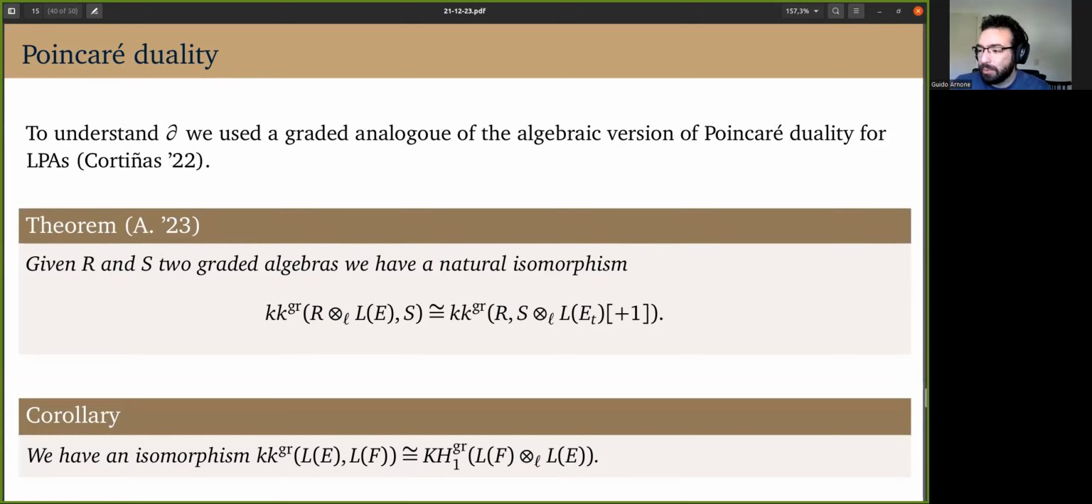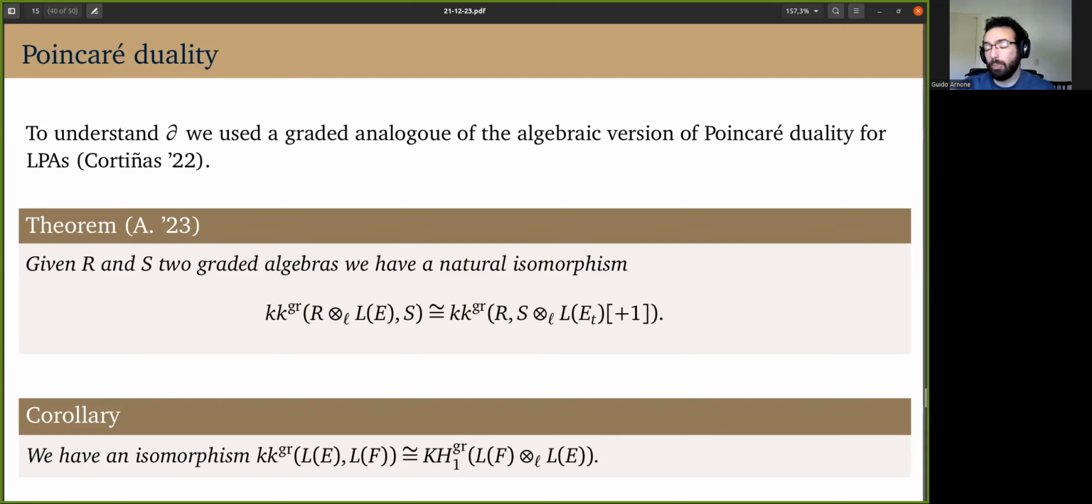The case that is of interest to us is exactly when R, the graded algebra R in the theorem, is just the base ring, so that tensoring by it does nothing. And S is the Leavitt path algebra of another graph. So if we do that, then on the left-hand side, we have KK homomorphisms between LE and LF. And on the right-hand side, we have maps between the base ring and something that has to do with LE tensor LF. And one actually can check that this is essentially graded K1 of the tensor product. Here, sorry, this should be E dual.